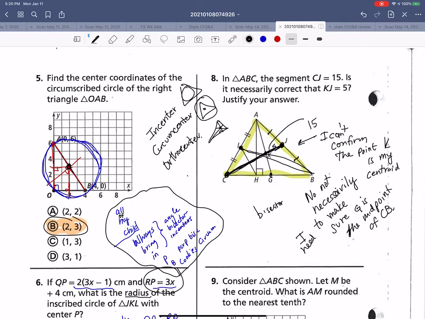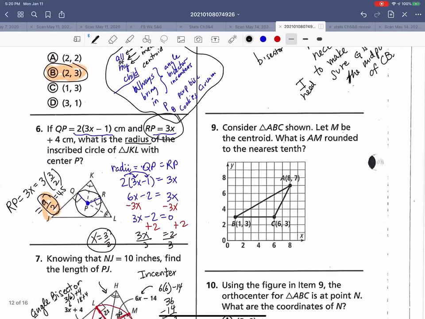So these are called my medians. So altitudes make orthocenters, medians make centroids. Yes. Altitudes make orthocenters. That's where all that comes from. Okay, let's look at 9.